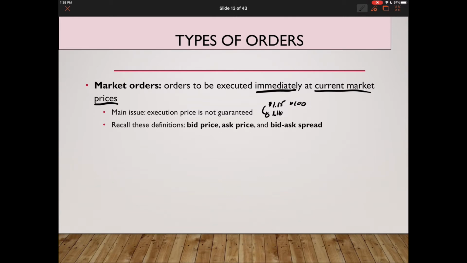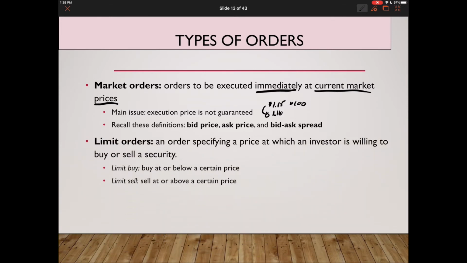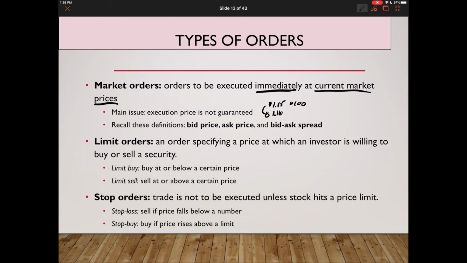The second type of order, so that is a market order, execute immediately. The next two types of orders are limit orders and stop orders. This group of orders are called price contingent orders, and as I mentioned, there are two types. The first is a limit order. A limit order specifies a price at which an investor is willing to buy or sell a security. You have two different types: a limit buy, which says you buy at or below a certain price, and a limit sell, which says you sell at or above a certain price.